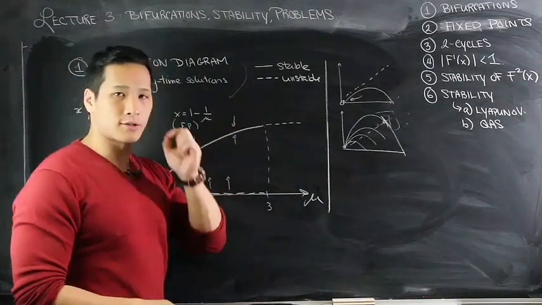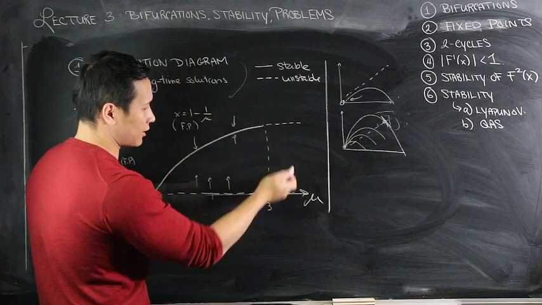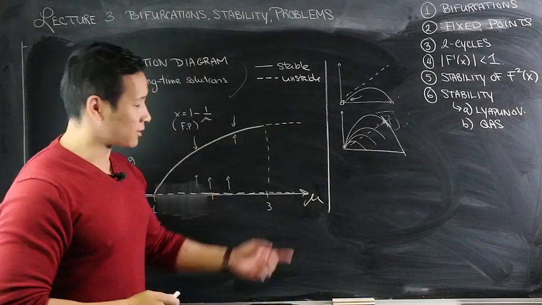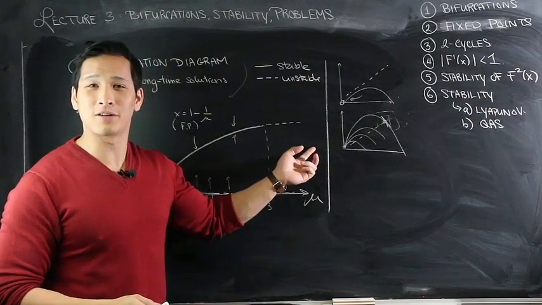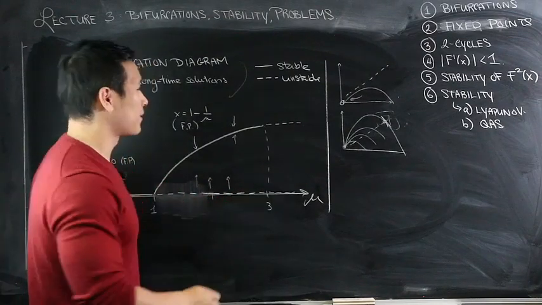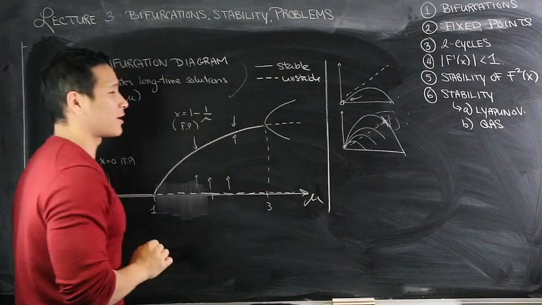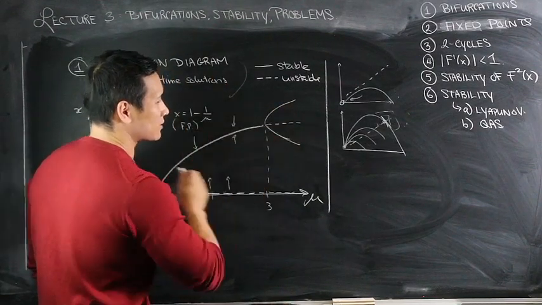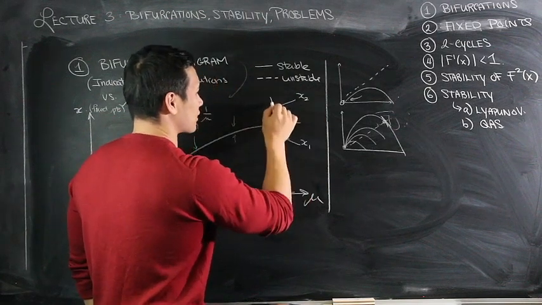Okay, so here's the trick. You see, this is a dashed line and this is a dashed line, so these are both unstable, right? But the system has to approach some configuration between the two of these. And the question is, what does it approach? You would rationalize that it has to approach two states. Let's call this x1 and x2. This is our 2 cycle.